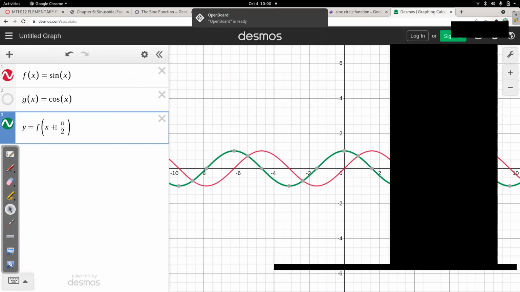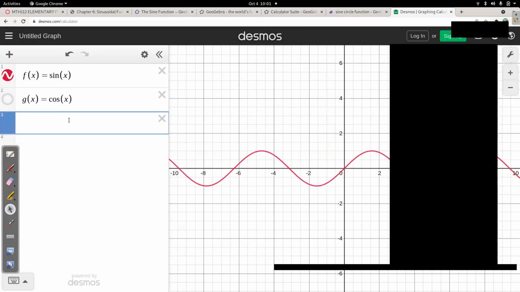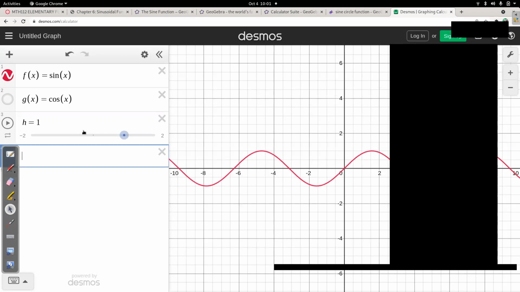So if in here I replace the positive with a negative, you can see the green wave moved to the right. I'm going to demonstrate that with a little trick here. Let's get rid of that. Let's type h equals 1, and the program's going to make me a little slider for that. Let's go from negative 2 to 2 and not worry about the step, and start at 1. Let's put it over to 0 for a sec.